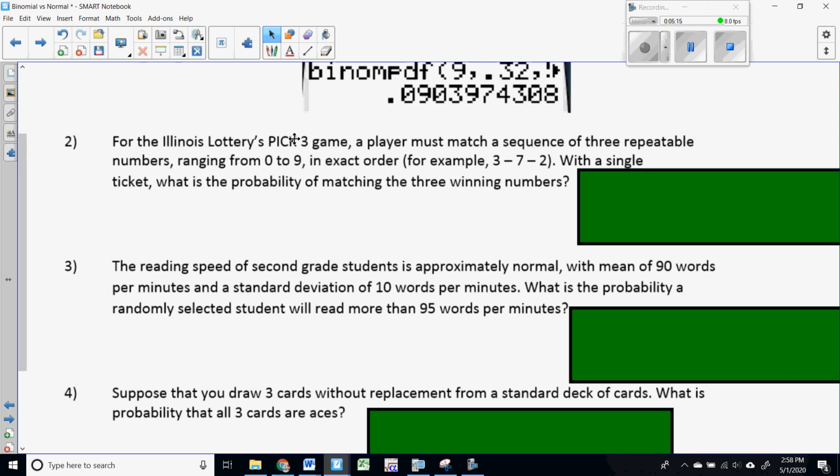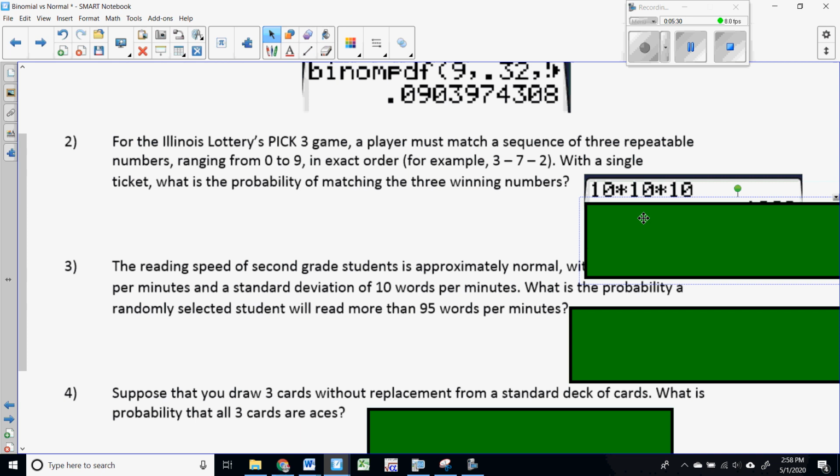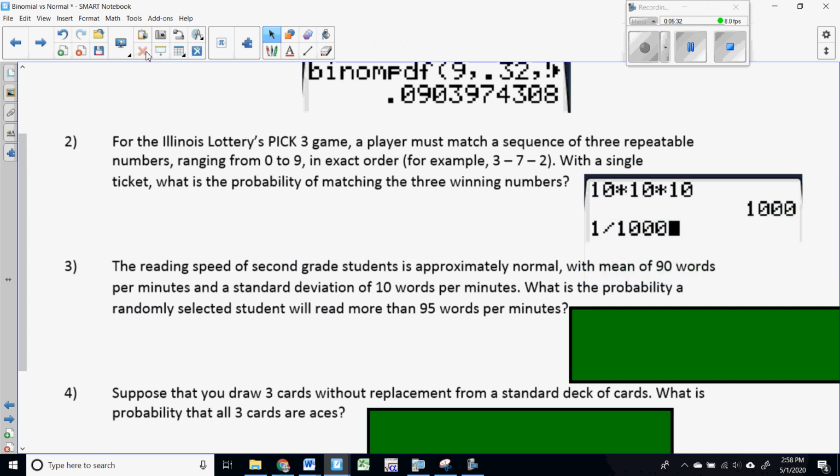If you have 3 numbers from 0 to 9, how many possible numbers are there? So you do the fundamental counting principle. How many ways can you pick the first number? 10. The second number, 10. The third number, 10. So if that's how many different numbers are possible, what's your probability of winning? 1 out of 1,000. So number 3.